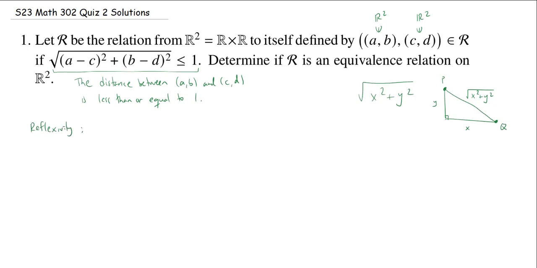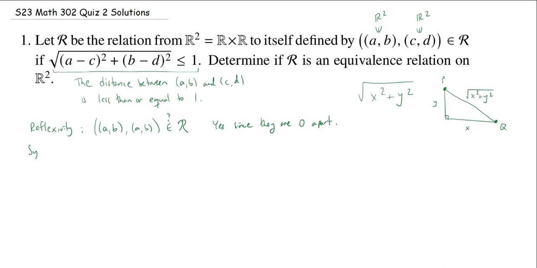For reflexivity, I need to test a single point, to see if it's related to itself. So I look at some point A comma B, and I want to know, is it related to itself? Is AB in R? Well, it is if AB and AB are less than or equal to 1 apart from each other. And of course, they're 0 apart from each other. They're the same. So the answer here is yes, since they are 0 apart.